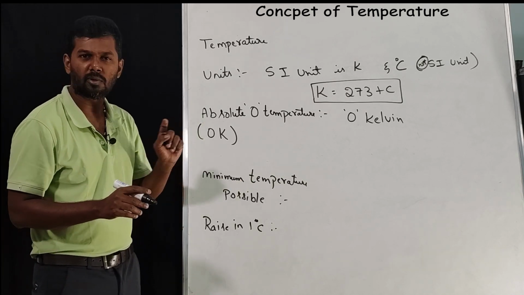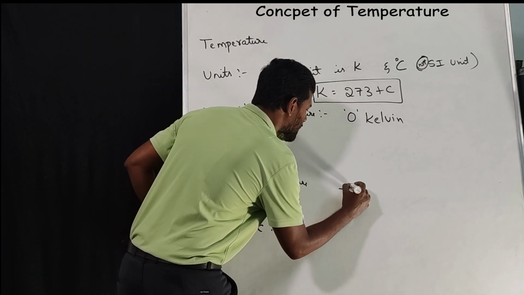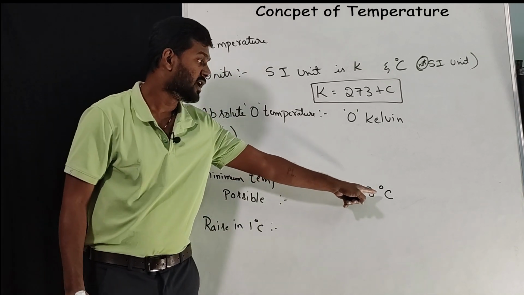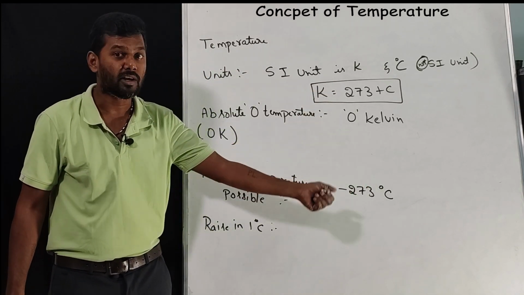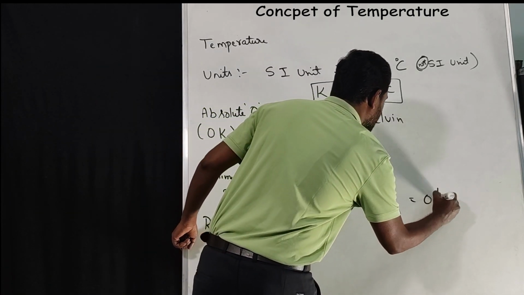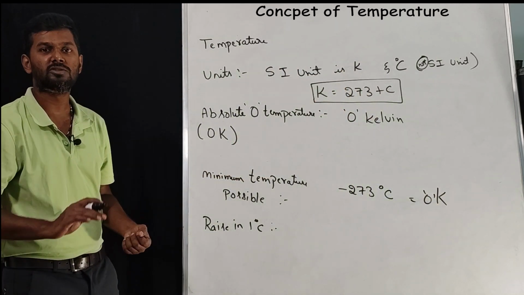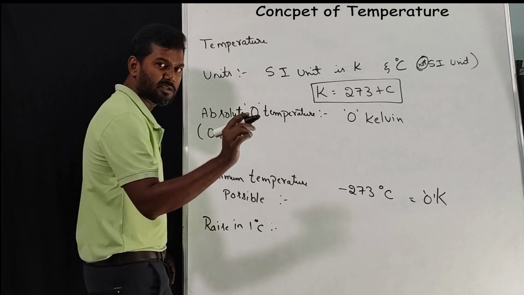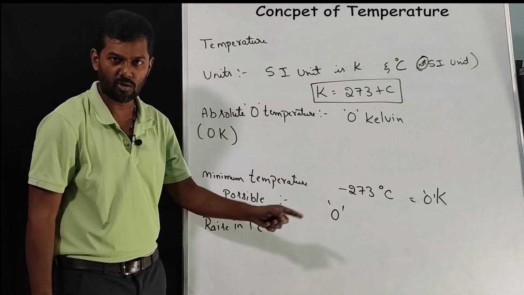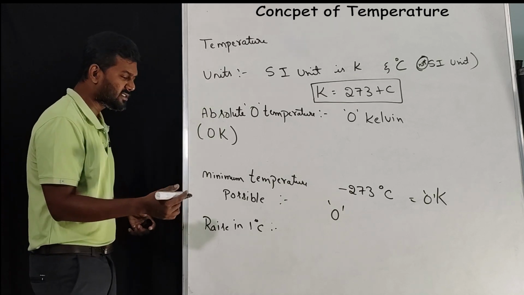Then minimum temperature possible. What is the minimum temperature possible? That is nothing but minus 273 degrees Celsius. It is not minus 273 Kelvin. It is minus 273 degrees Celsius. That is equal to 0 Kelvin. So below 0 Kelvin it is not possible. The minimum value of Kelvin is 0. Negative values in Kelvin are not possible. Keep that in mind.